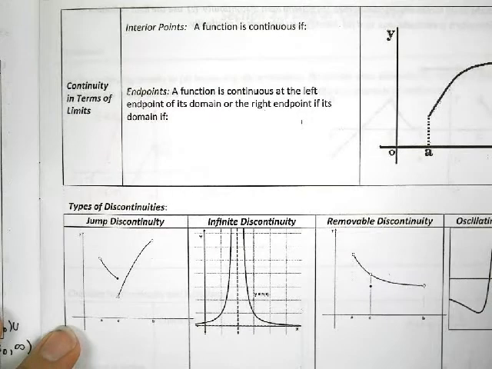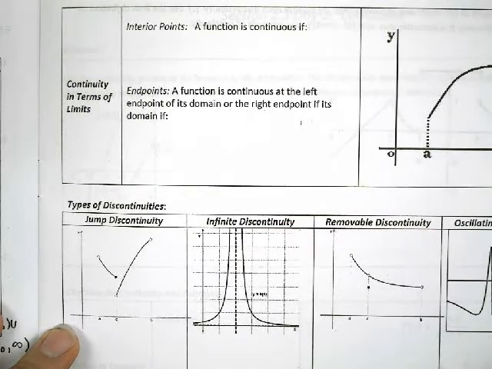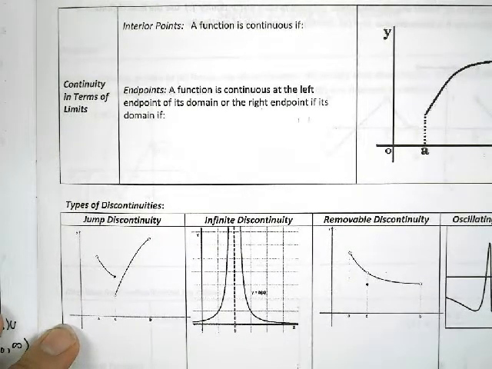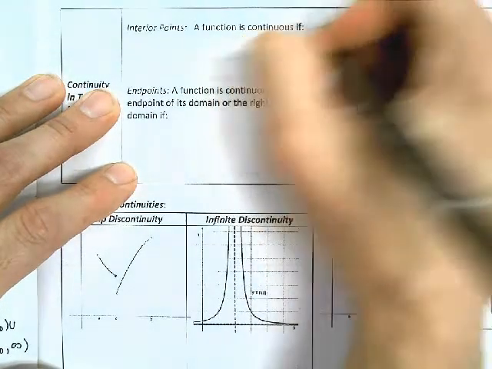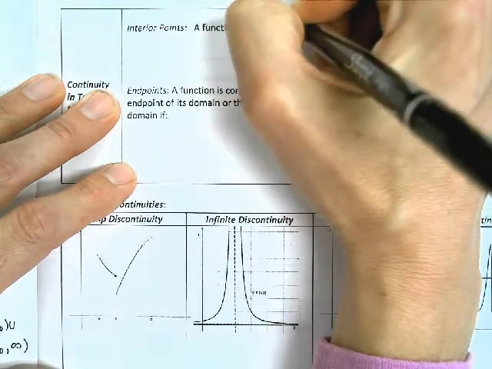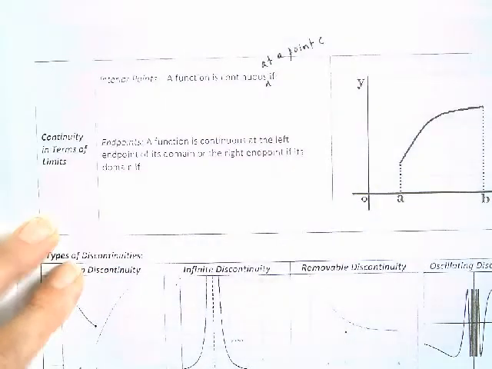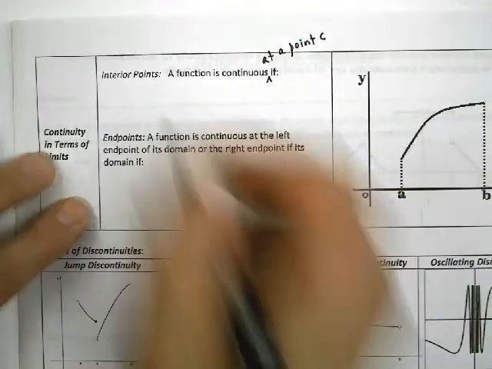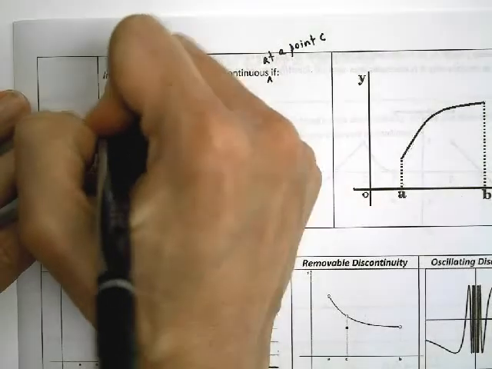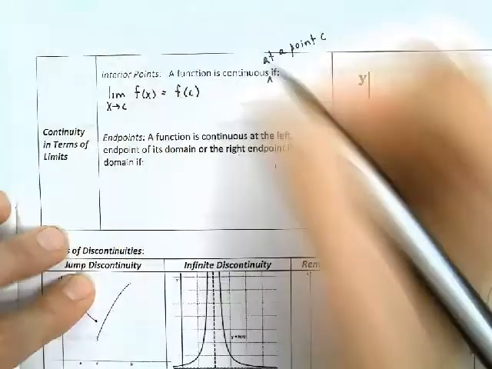Now, we can talk about a function being continuous on the interior points, and we can talk about continuity at endpoints of a function. So the first thing we're going to do is talk about interior points. And what we say is we know a function is continuous at a point C. So I'm just picking some arbitrary point C. So a function is continuous if the limit as x approaches c of f of x equals f of c.